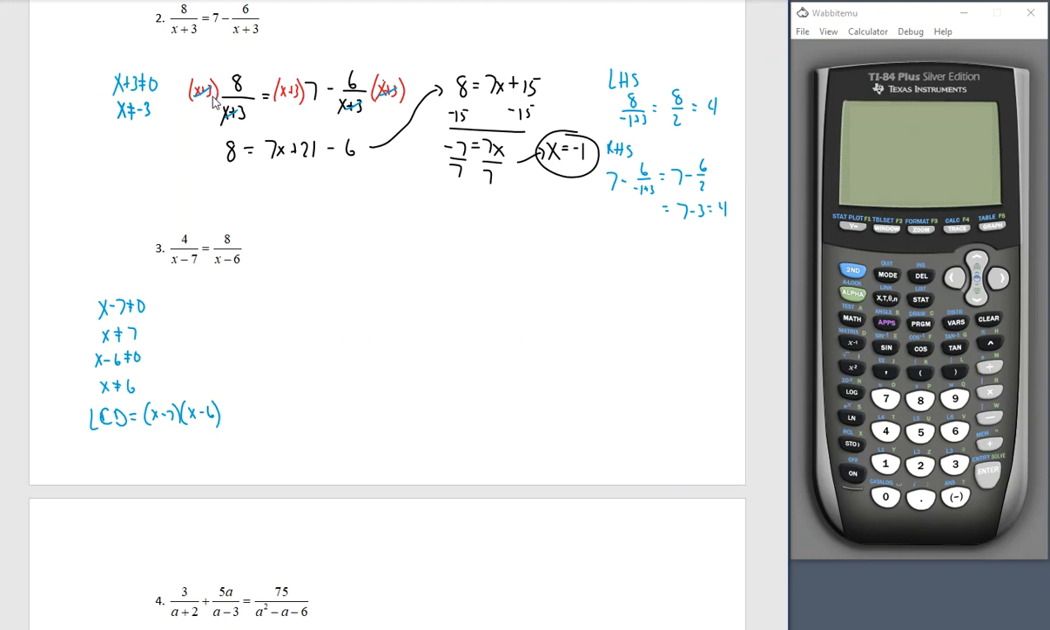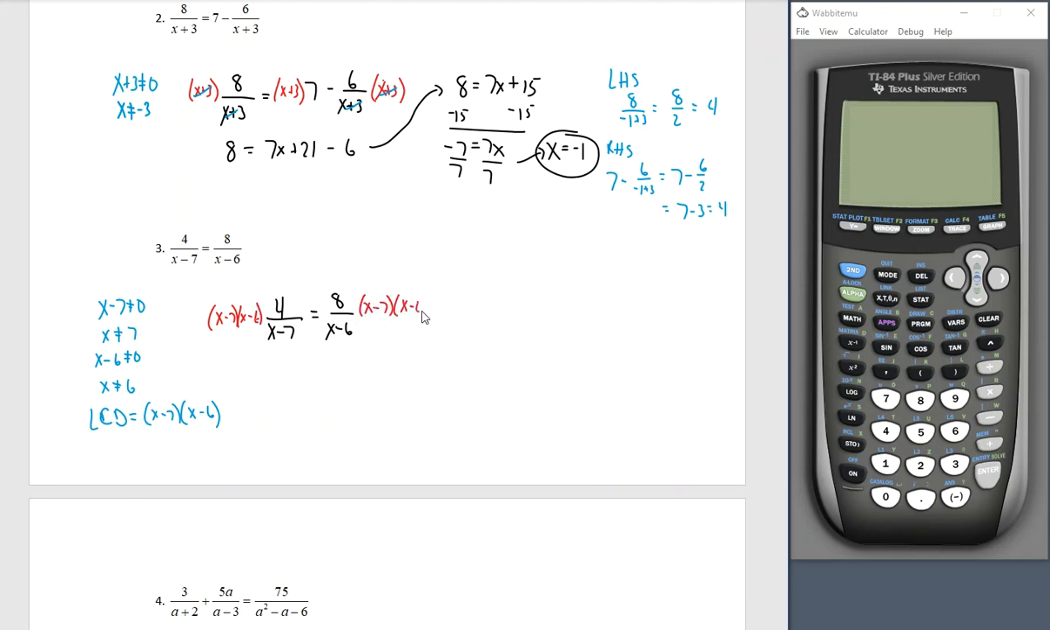In the first two examples, our fractions all only had a single denominator, but now we have two different denominators. So as we multiply, 4 over x minus 7 equals 8 over x minus 6. Let's multiply both sides by that common denominator.